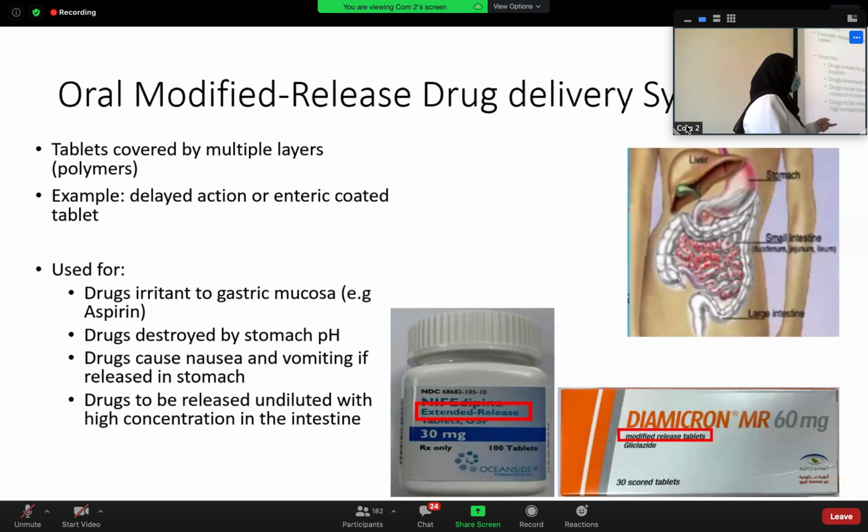Drugs can also be released undiluted, with a high concentration, in the intestine. I can't think of an example, but basically you want the focus, for example, like medications for management of Crohn's and ulcerative colitis. Those could be a very good example where your site of action is mainly the intestine. So you want the higher concentration and the effect to be exerted there. So some of these formulations can be in the form of coated tablet or modified release.